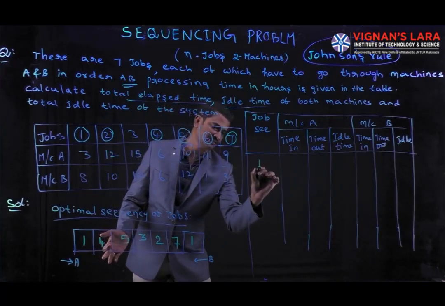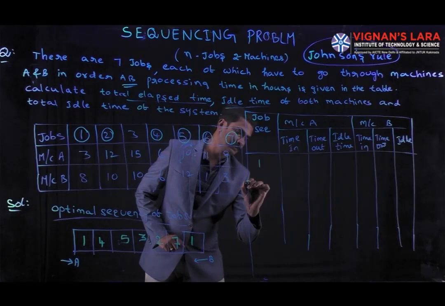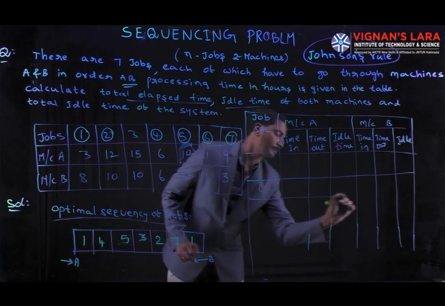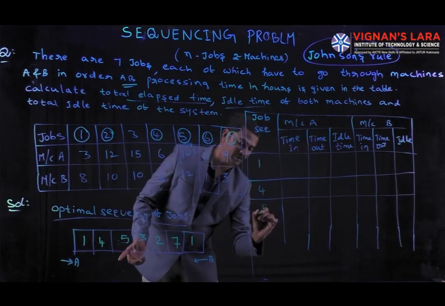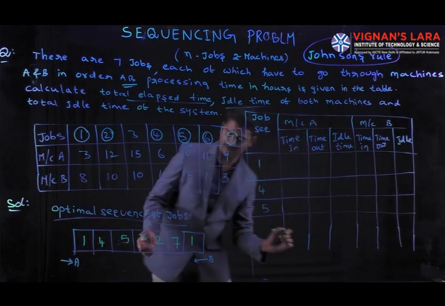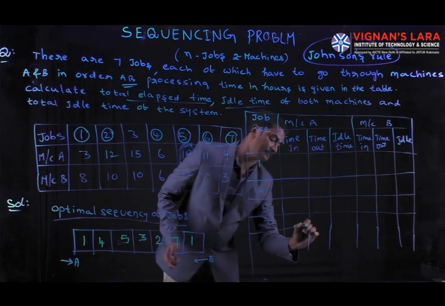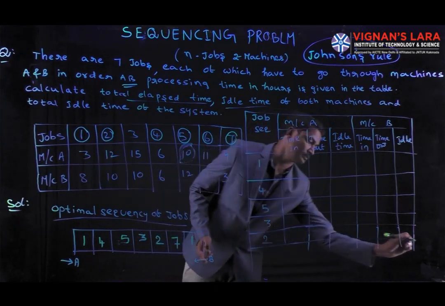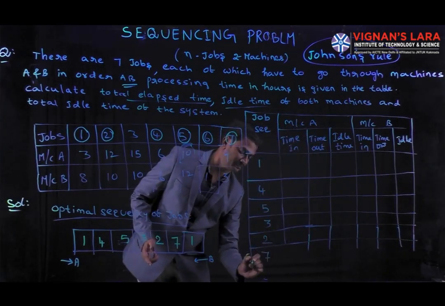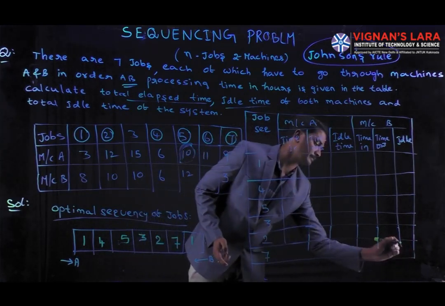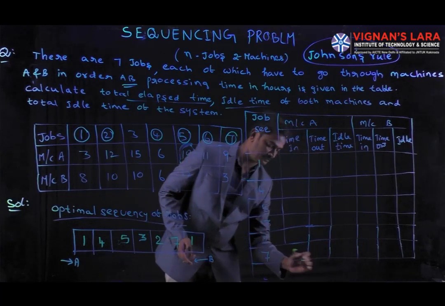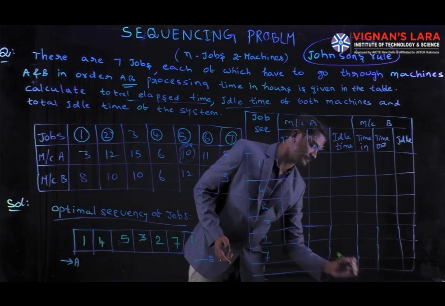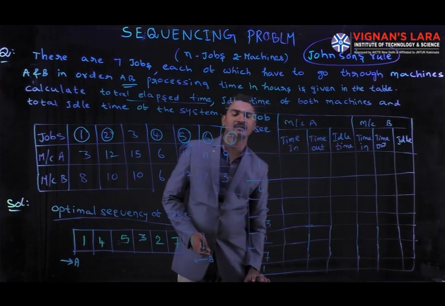So I would like to take the sequence: 1, next 4, next 5, next 3, next 2, next 7, next 1. Okay, this is our sequence.